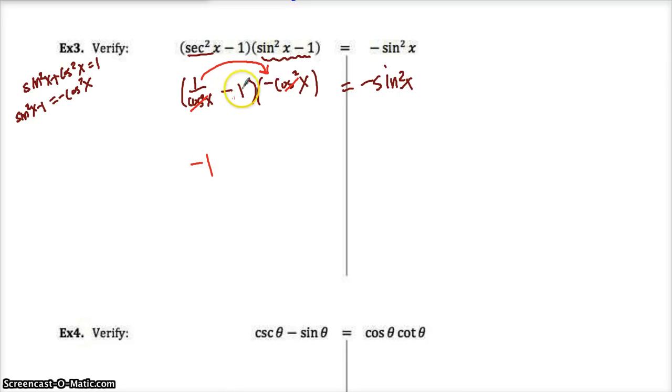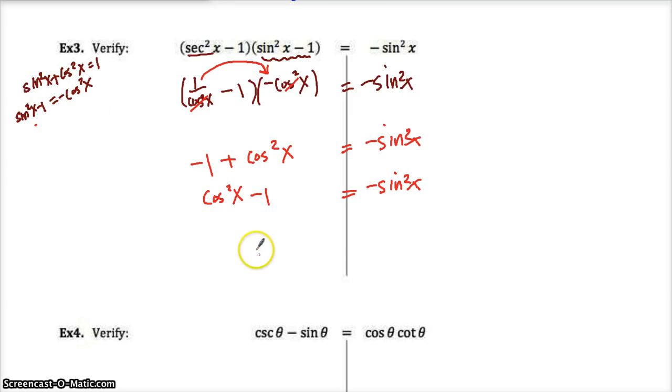And then -1 times negative cosine squared x is plus cosine squared x. So going back over here, if we do cosine squared x, this is the same thing as cosine squared x minus 1, right? So what is cosine squared x minus 1? Well, it is negative sine squared x. So negative sine squared x equals negative sine squared x.